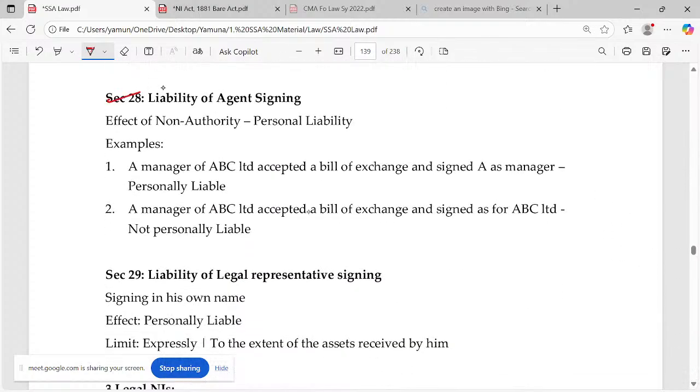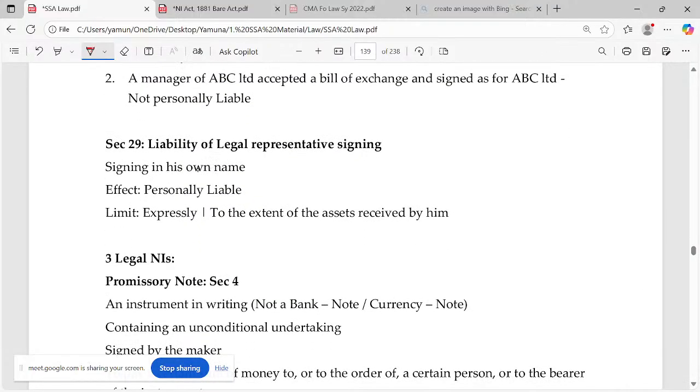Section 28, liability of agent signing. Surely the agent will not get any personal liability. But if the agent does not have authority over that signing and other things, then he'll get personal liability. So this is enough. Liability of legal representative signing. Signing in his own name directly, he'll get the personal liability, else not. So this is one part over.